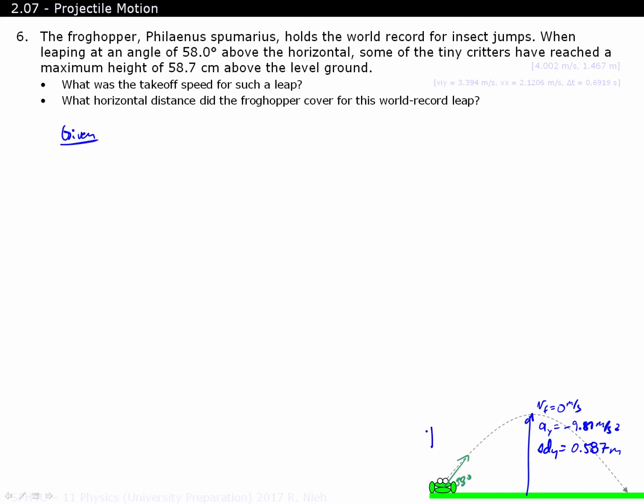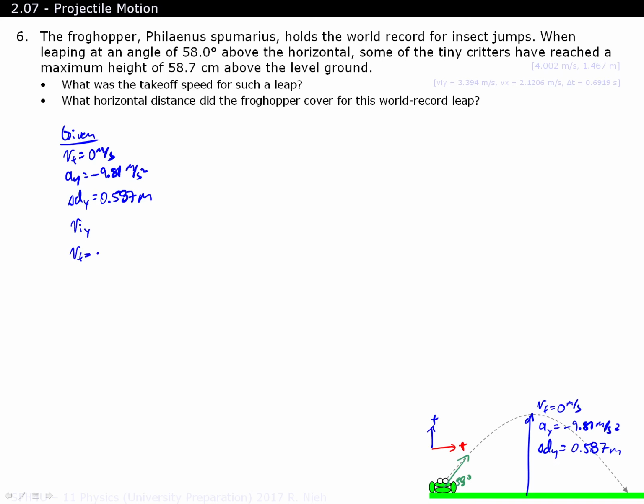Okay, we're going to assume that upwards is our positive direction of travel, and we'll just say that towards the right is also our positive direction of travel. So our Vf is equal to 0 meters per second. Our Ay is equal to negative 9.81 meters per second squared. And since it jumps upwards to a maximum height, your dy is a positive 0.587 meters. With this, we can find out our Vi, and we can also find out the time, which is not important here. So let's just solve for our Vi in our y dimension.